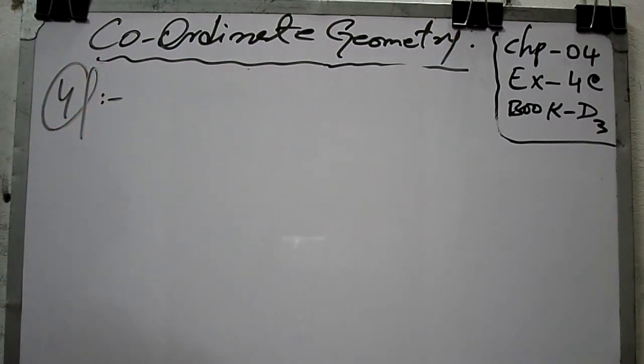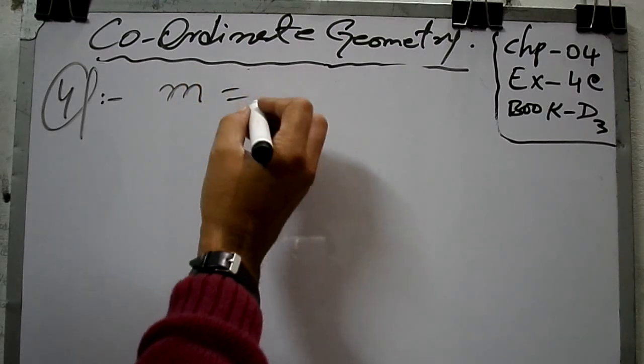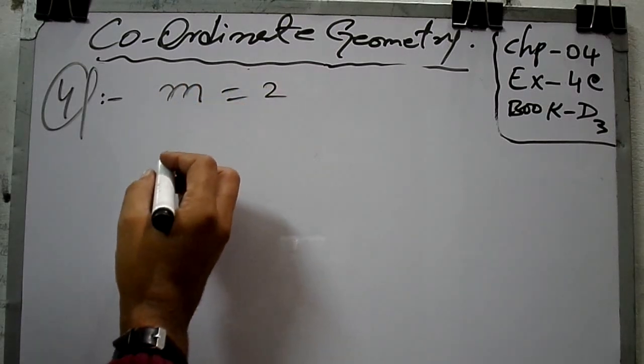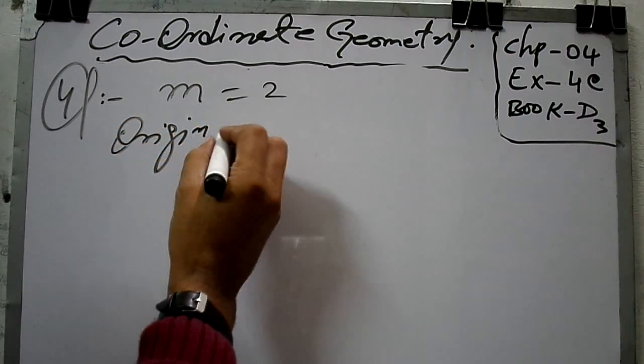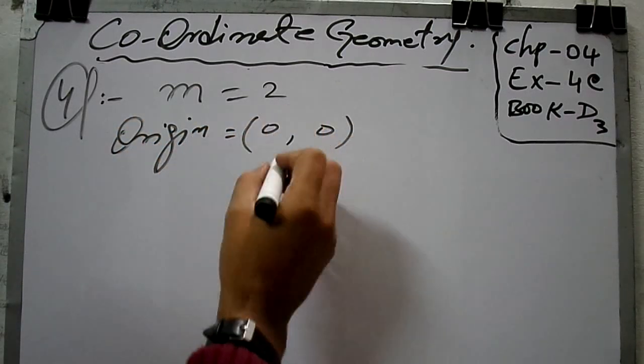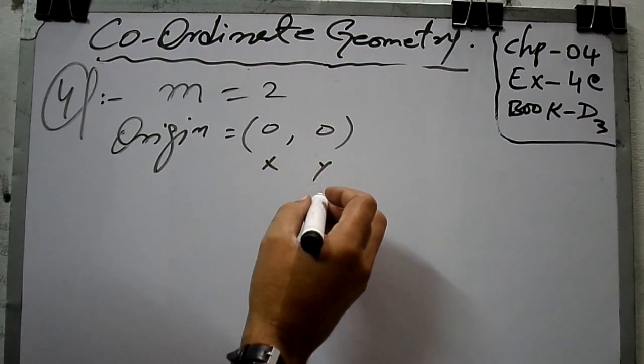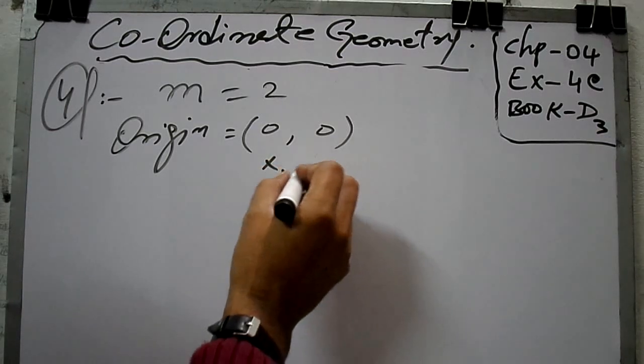Question number 4. Read the statement. Write down the equation of the line which has gradient 2 and which passes through the origin. Okay, gradient means slope is given to us, that is 2, and origin, that is 0, 0, so that is your x1, y1.